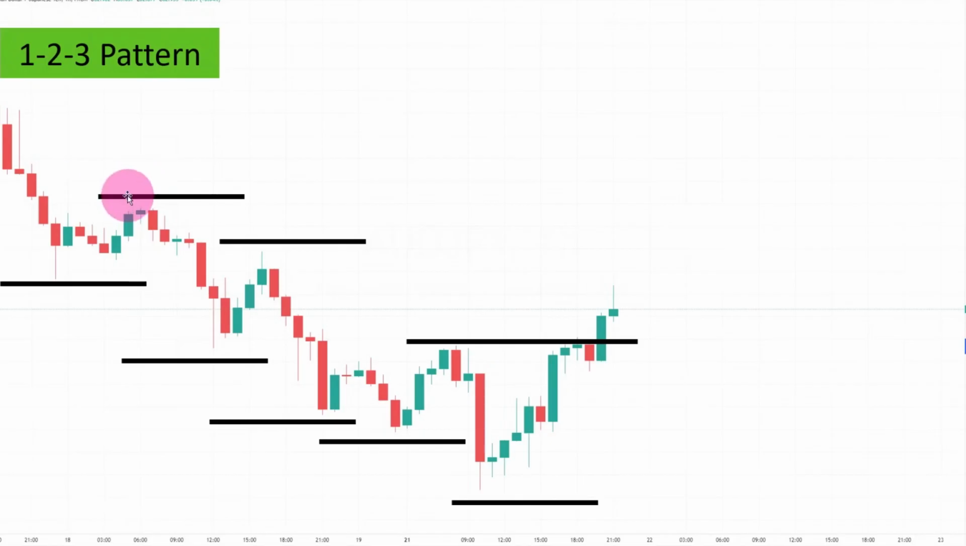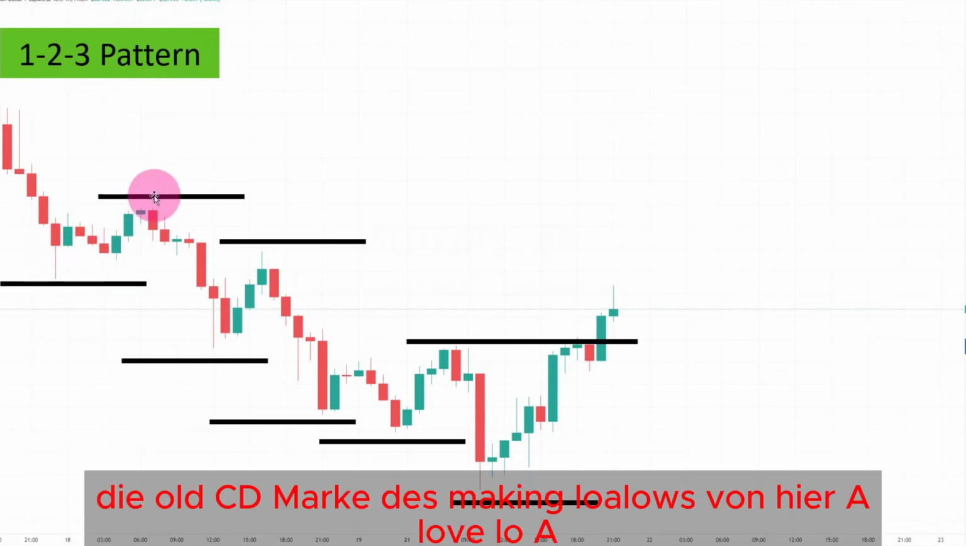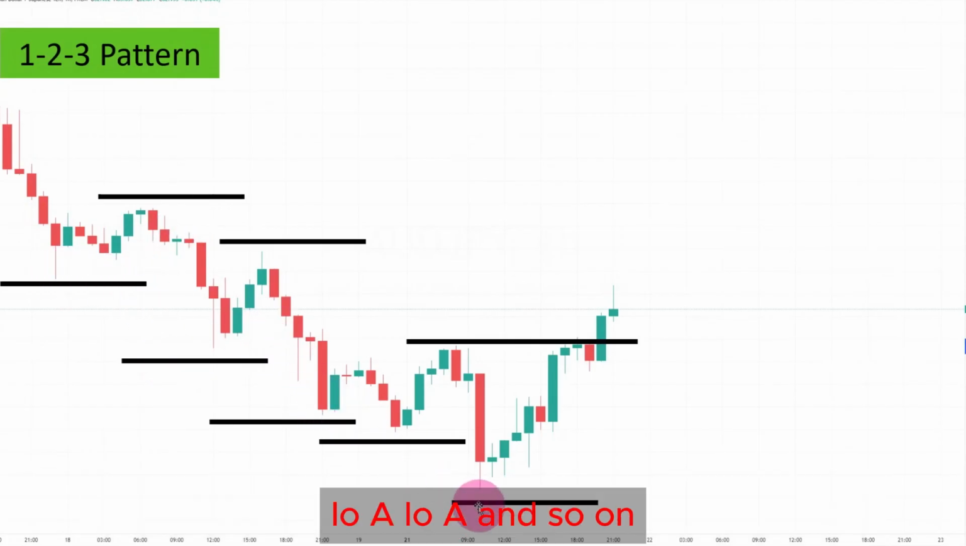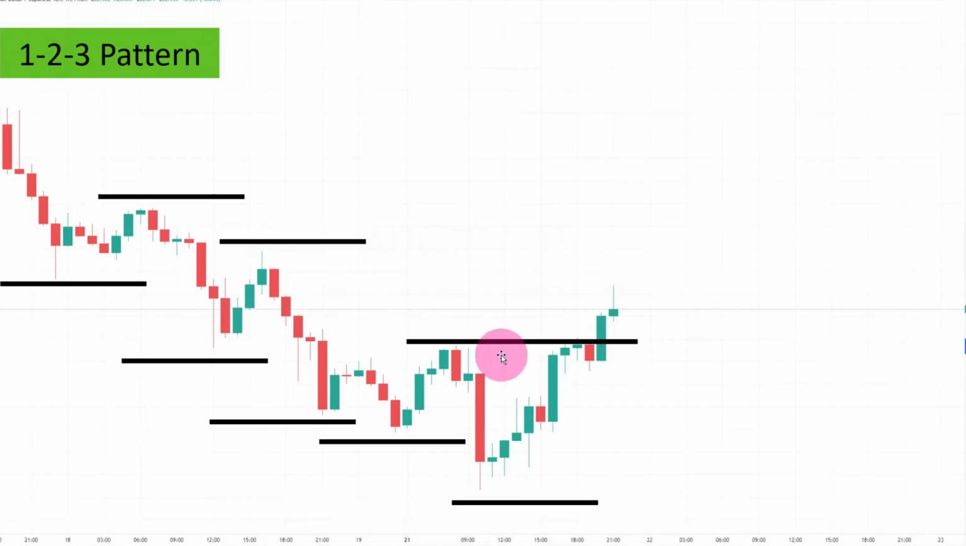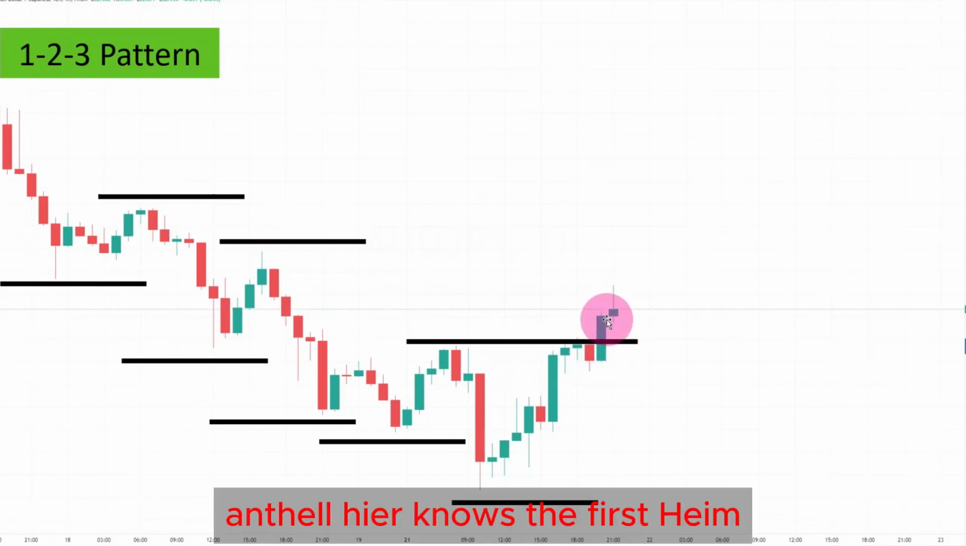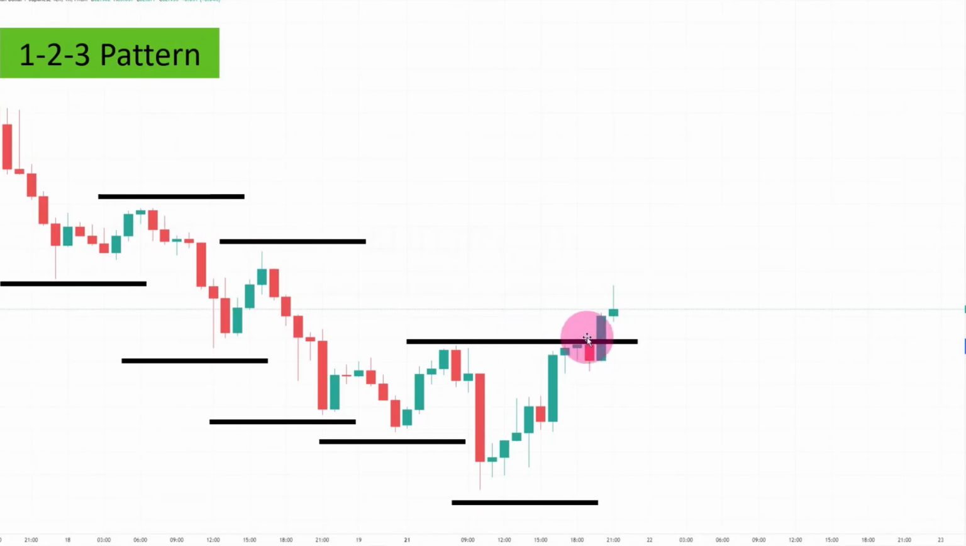The 1, 2, 3 pattern is super nicely complementing the last 2 points, the triple tap and also the price divergence. So in a downtrend, you will see the market is making lower lows. From here, a lower low, and so on. And we are making lower highs. Until here, now's the first time that the market is breaking a higher high.